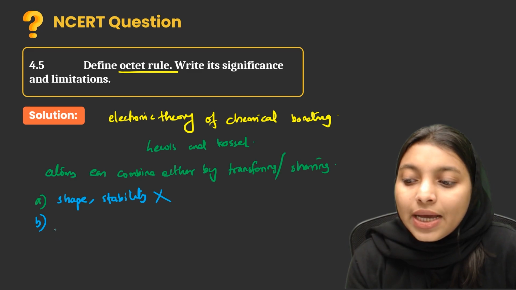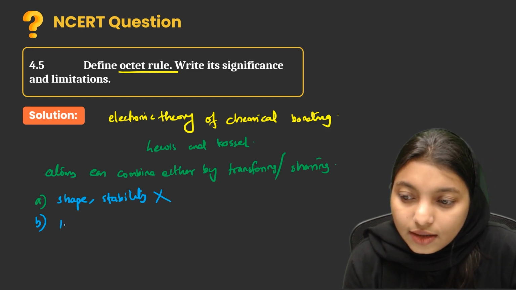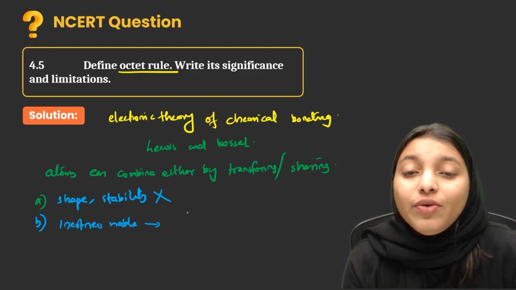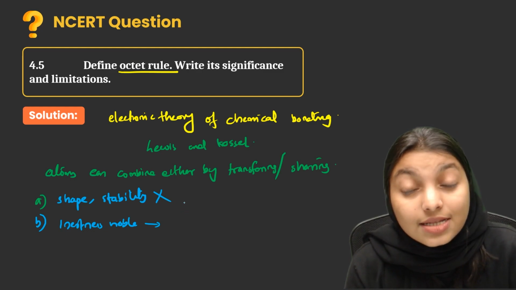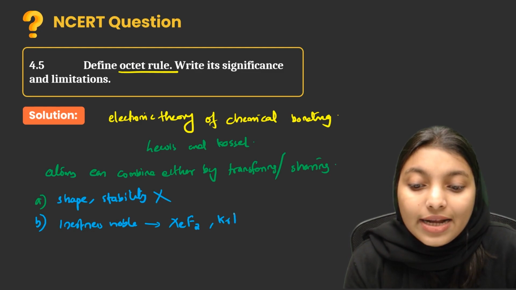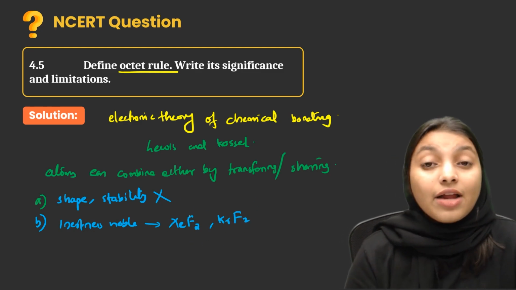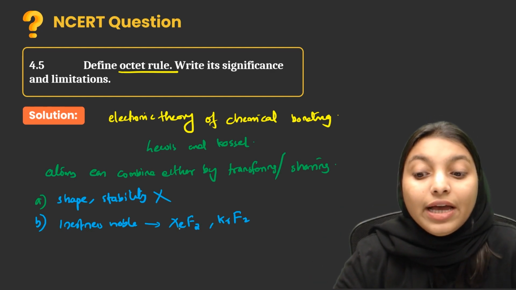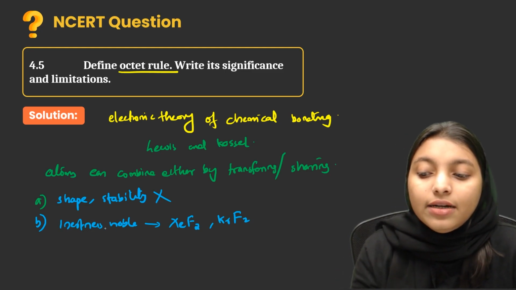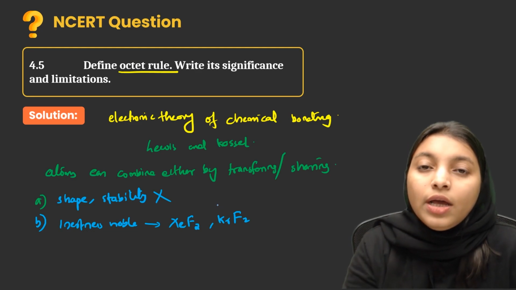The next one is that it was based on the inertness of noble gases, right? But later on we identified that some of the noble gases are reactive and form compounds like XeF2 and KrF2. So xenon and krypton are reactive and form some compounds. If they were stable, they would not do this, right? So we cannot take the inertness of noble gases as the criterion for chemical bond formation.